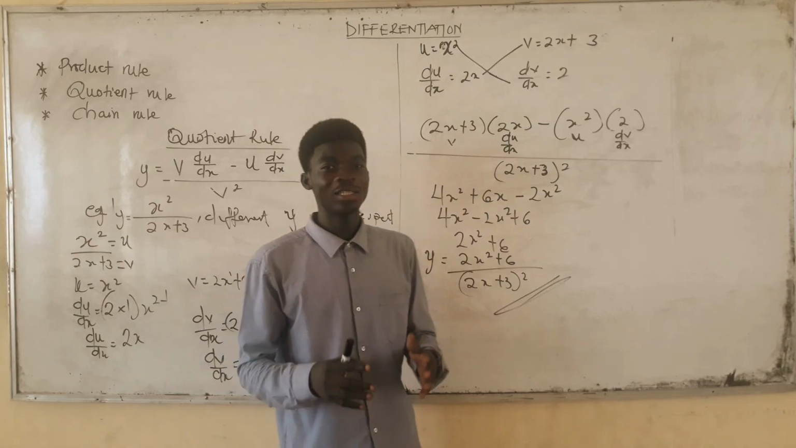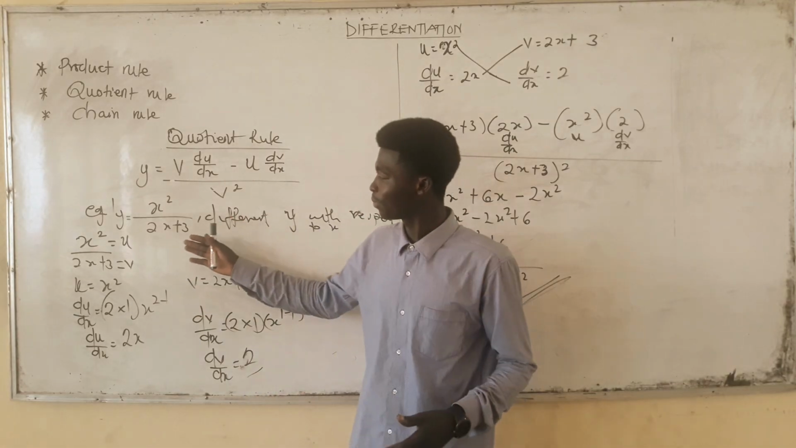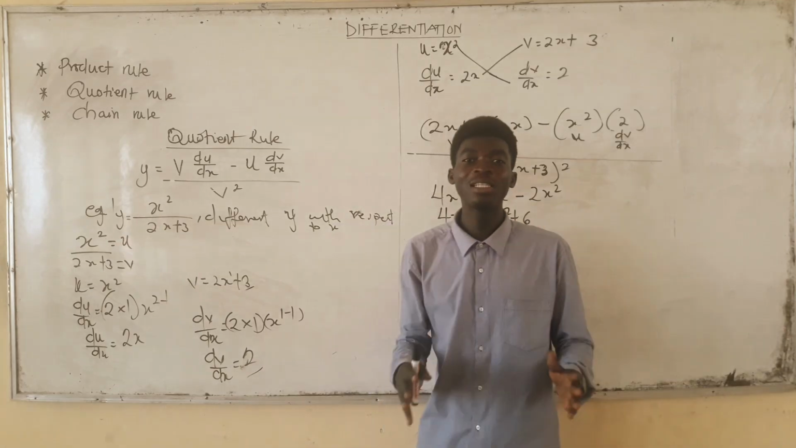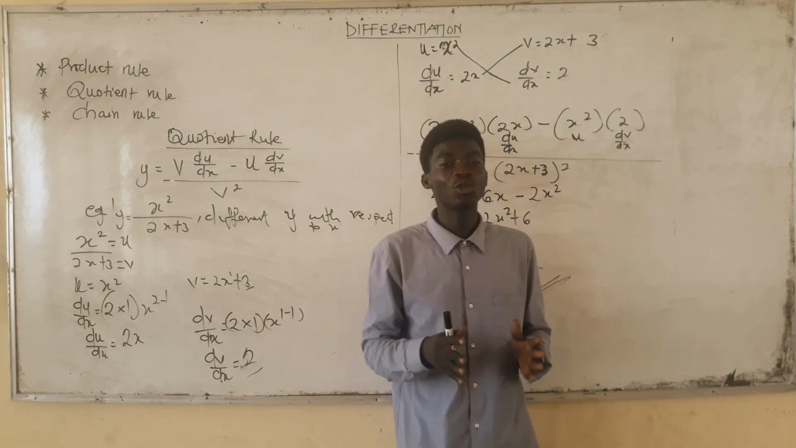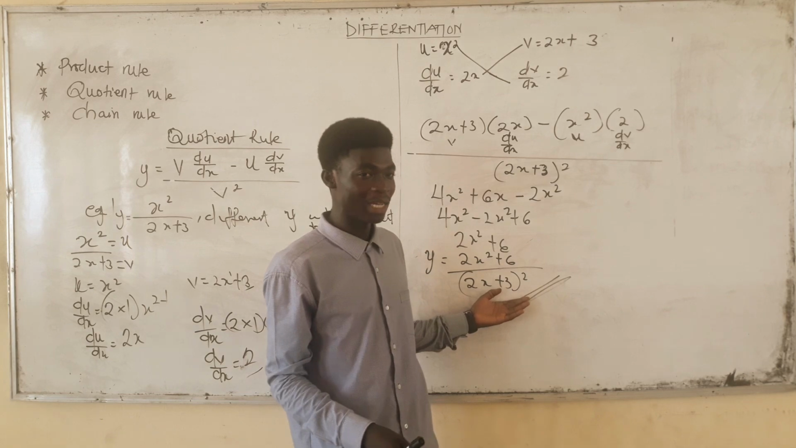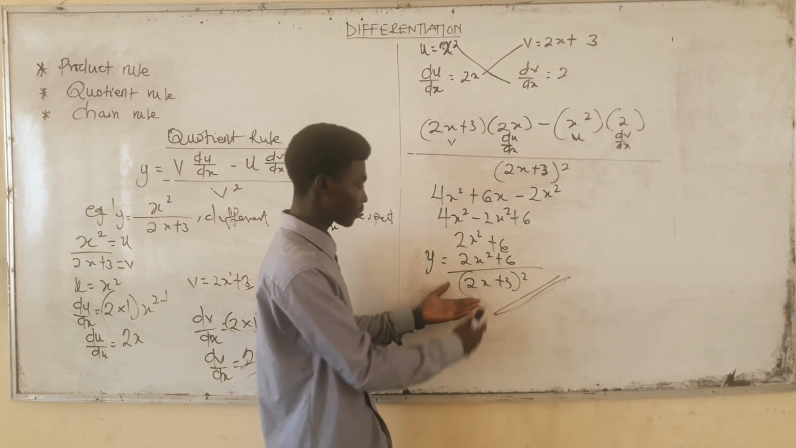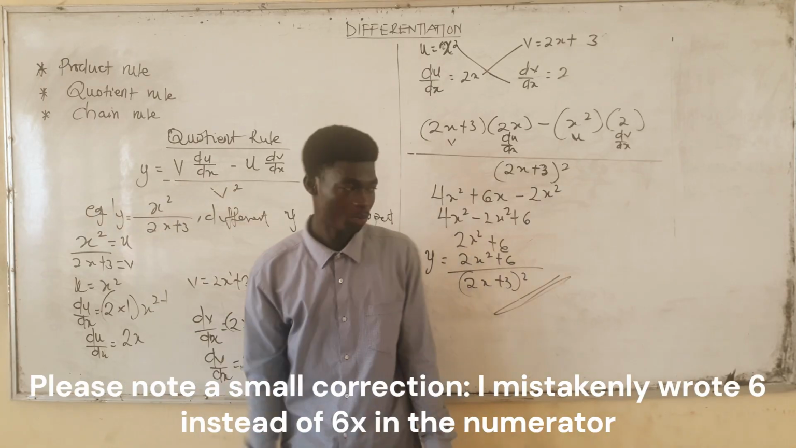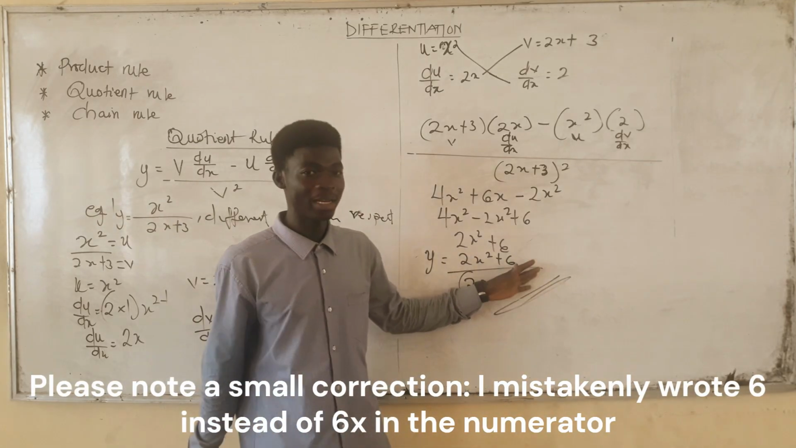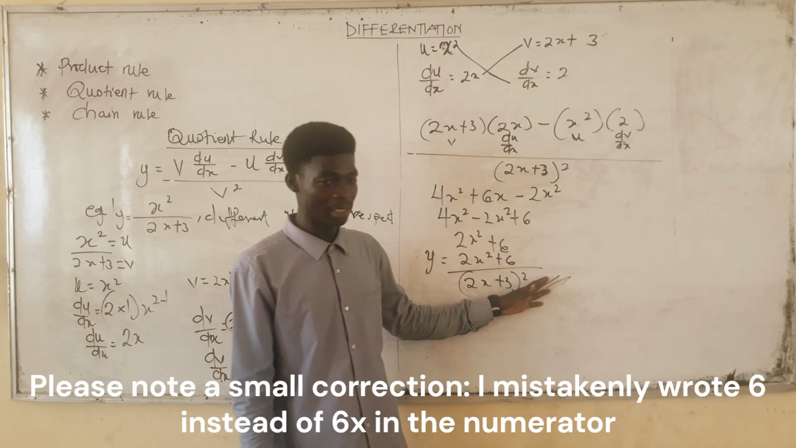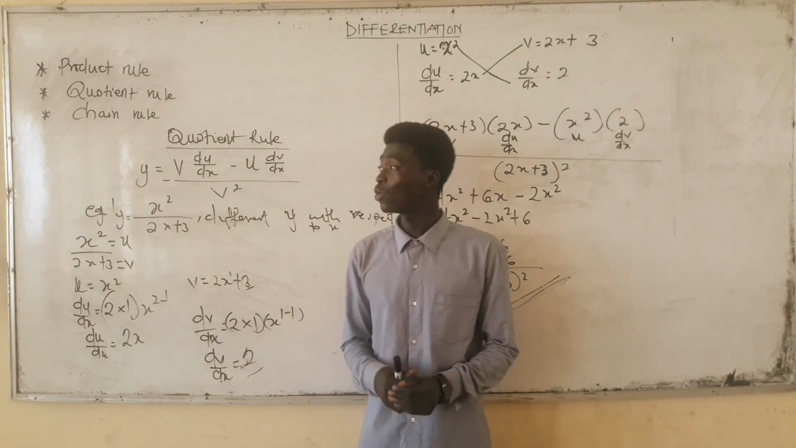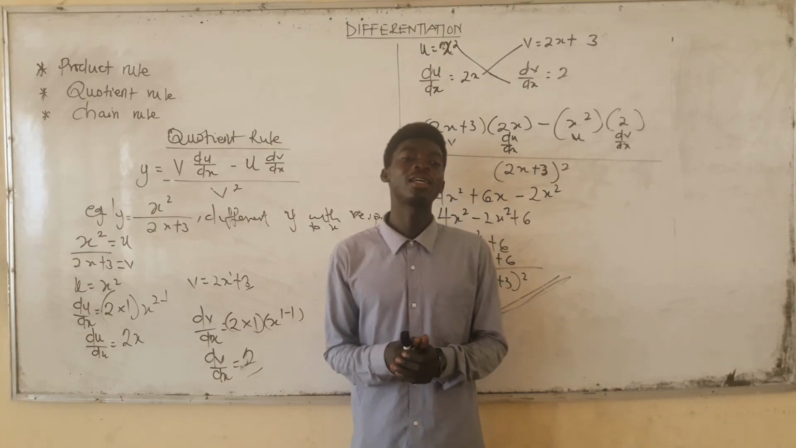If the question is in a fraction form, please take note that your final answer should also be in a fraction form, as you can see. So we had a question in a fraction form, and we ended up getting a solution in a fraction form. That is how you go about the quotient rule. So now let's take a second example.